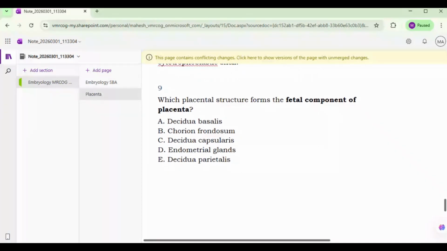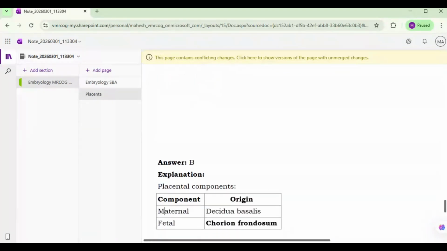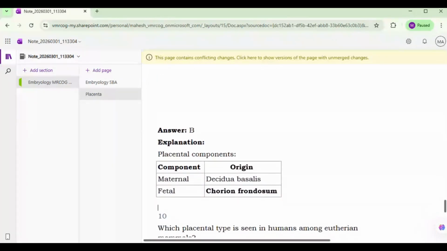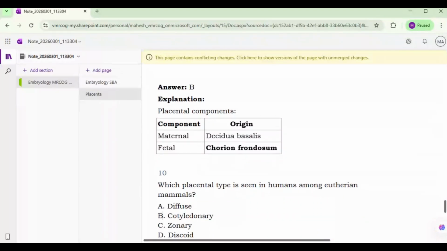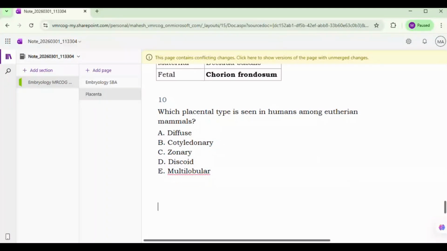Which placental structure forms the fetal component of placenta? Chorion frondosum, B. Yes. And the maternal component is decidua basalis. Okay. Next. Which placental type is seen in humans among eutherian mammals? Option D, discoid.